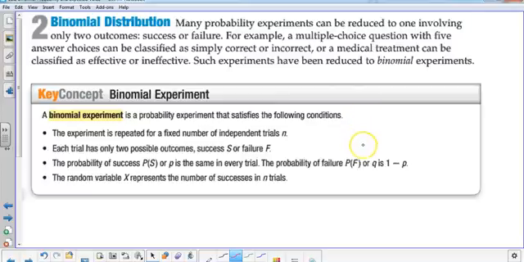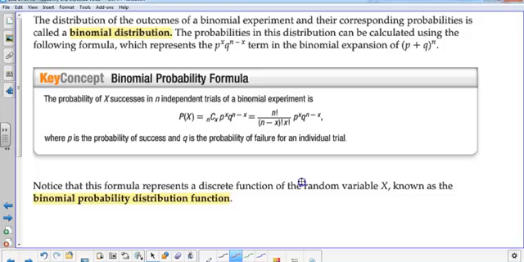Binomial experiment. We did this already this week on Wednesday. Okay? For something to be a binomial experiment, it must be repeated a fixed number of independent trials. In other words, the probability each time has to be the same. Each trial has only 2 possible outcomes, success or failure, and the total of that probability has to be 1. So the probability of success is P, and 1 minus that has to be Q, the probability of failure. The random variable X represents the number of successes that we want.